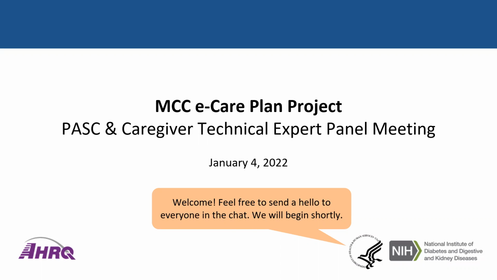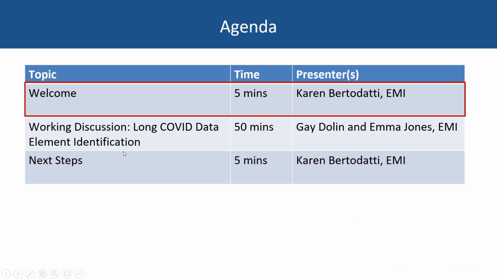All right, we've got 26 participants. So in the interest of time, we're going to go ahead and get started. Our agenda today is really simple. We're going to spend the majority of our time working on an open brainstorm for long COVID data concepts. That will be facilitated by Gay and Emma, and then we'll briefly talk through some next steps.